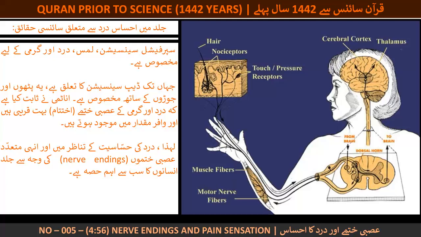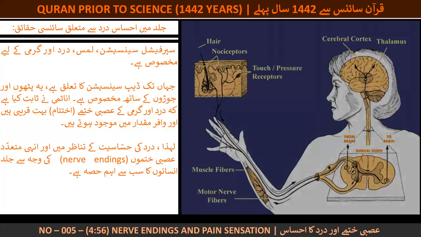Anatomy has proven that the nerve endings for pain and heat are very close and that the nerve endings for pain sensation are abundant in the skin. So, the skin is the most important part of humans in relation to pain sensation because of these numerous nerve endings. Degrees of burns.